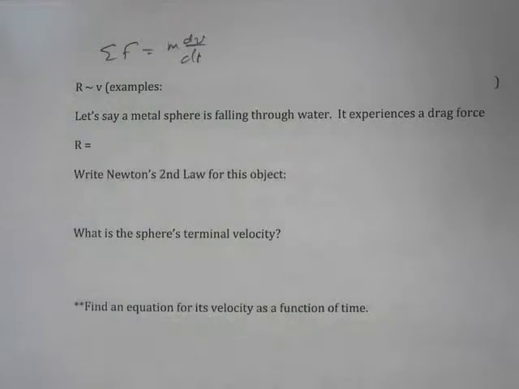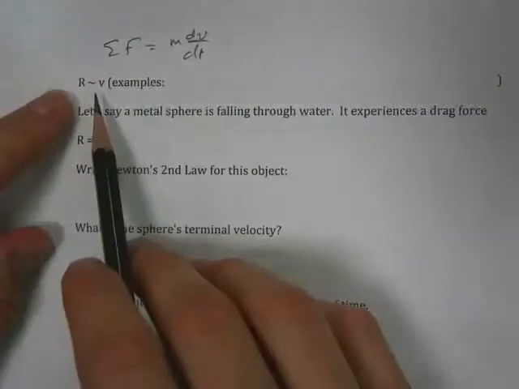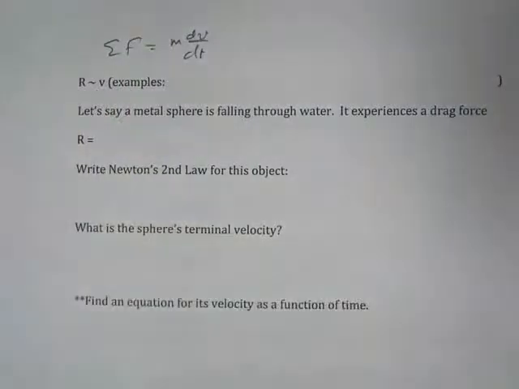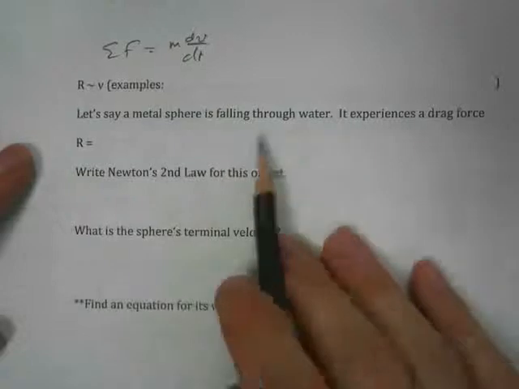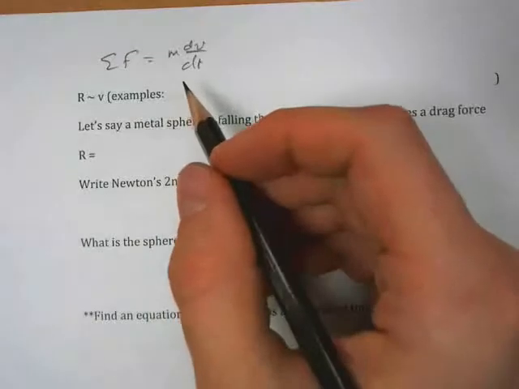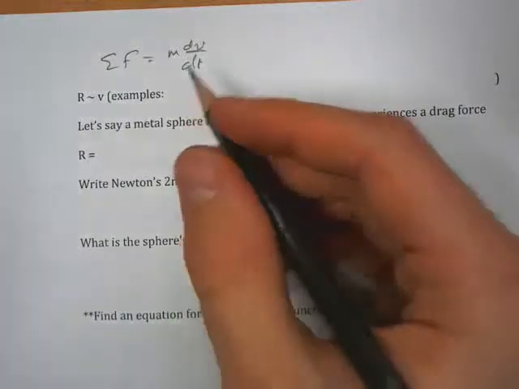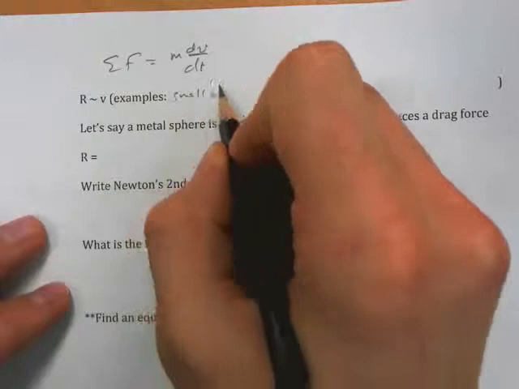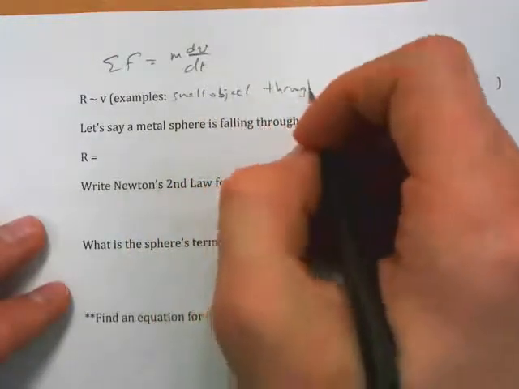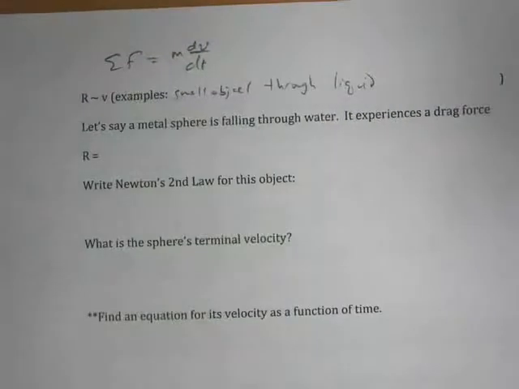So, this is a case where resistive force is proportional to velocity. A good example of that is a small metal sphere falling through water or air or whatever. Cases where this is relevant is a small object falling through a liquid, which is a common example of this.